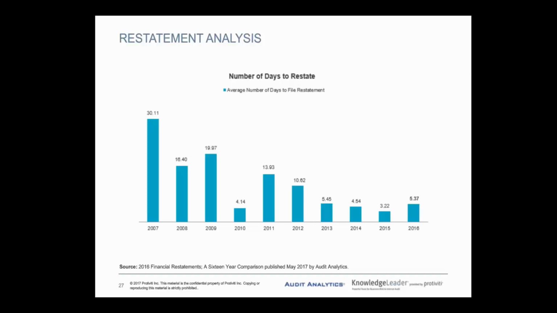But really, I think the key takeaway here is looking at these in terms of the number of days it takes companies to actually restate. In 2007, it was averaging 30 days, and from 2013 to present, it's really been 5.5 days or less. So companies are getting, without question, much more efficient and effective in actually restating their filings.